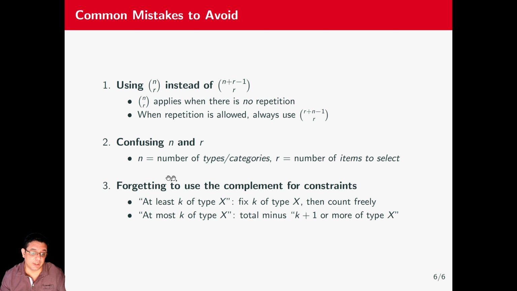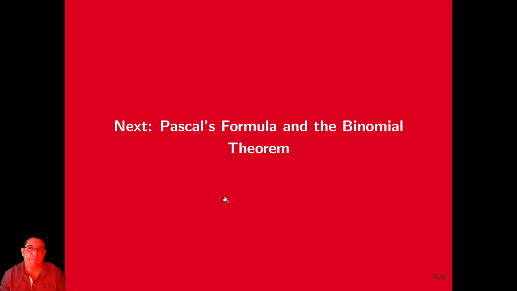You also need to be careful not to forget to use the complement for constraints. For the at least K type, you fix K of type X and then count freely. And the at most K type of X is total minus K plus 1 more of type X, that kind of situation. So make sure to check the class notes and exercises for more examples of this. But next we're going to go to the Pascal formula and the binomial theorem.